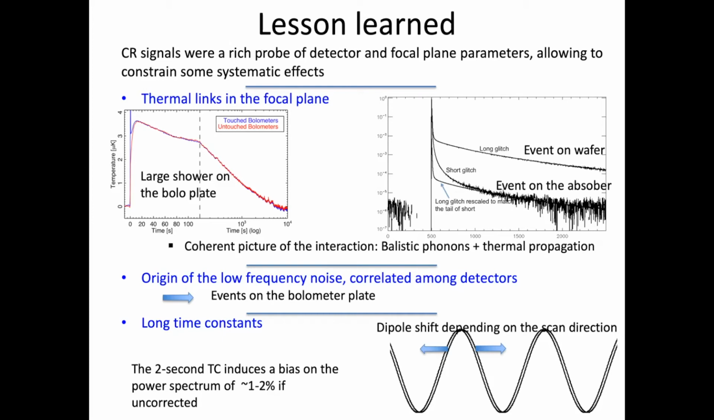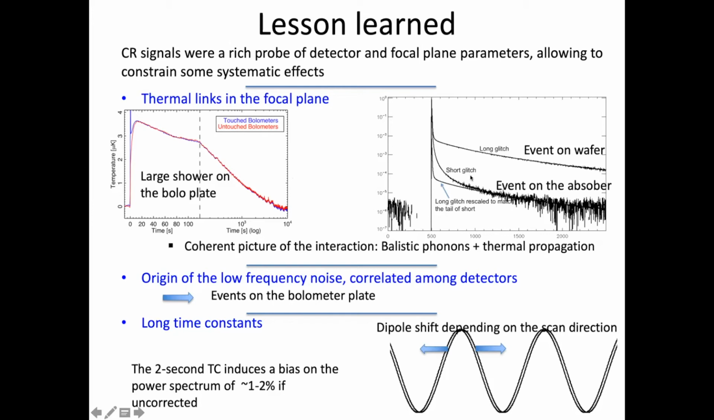Glitches actually helped a lot for many aspects of the analysis, because with so many glitches you can identify some time constants of the detectors. Like I said, it's a probe of detectors. So if you're able to model the different components of the detector, you can learn about time constants. And this is what we did. Comparing the different populations of glitches, we saw those very long time constants, actually a few second time constants.